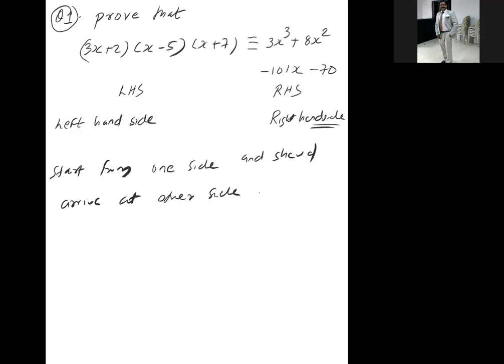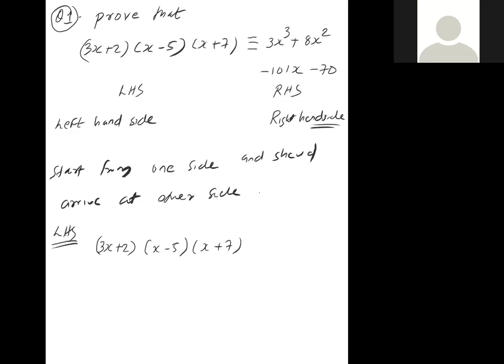In this case, what we commonly do is start from LHS. So we will first write this LHS: (3x + 2) into (x - 5) into (x + 7). Based on our knowledge, we know how to expand these terms algebraically. After expanding and arranging logically, if we get the final answer as RHS, then we can say that this statement is true.